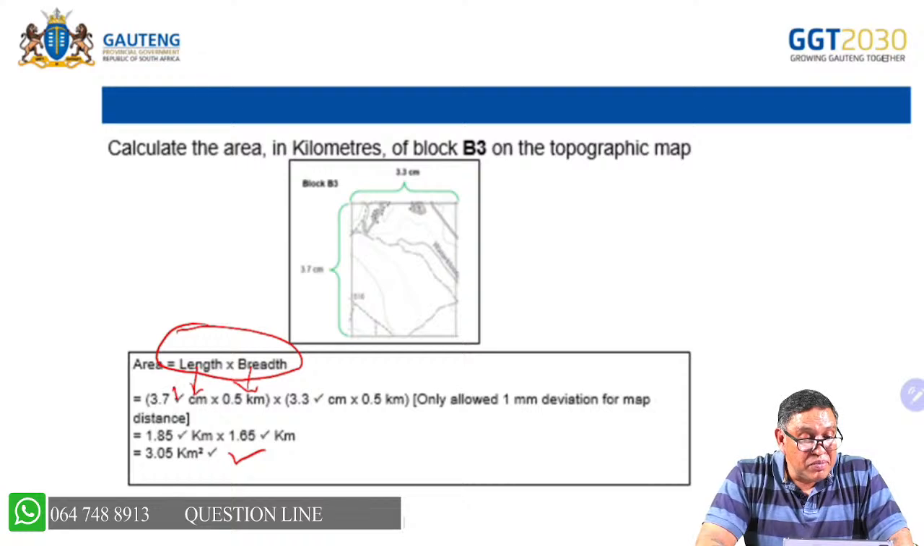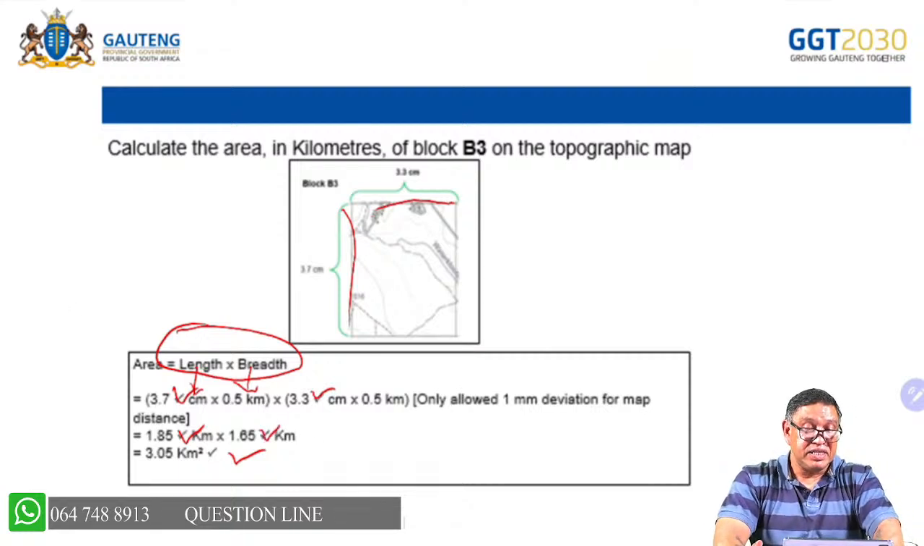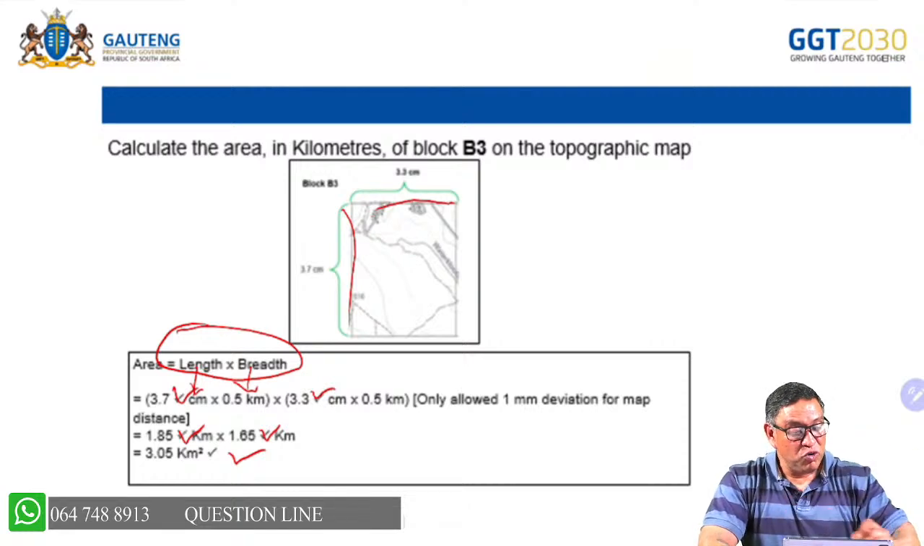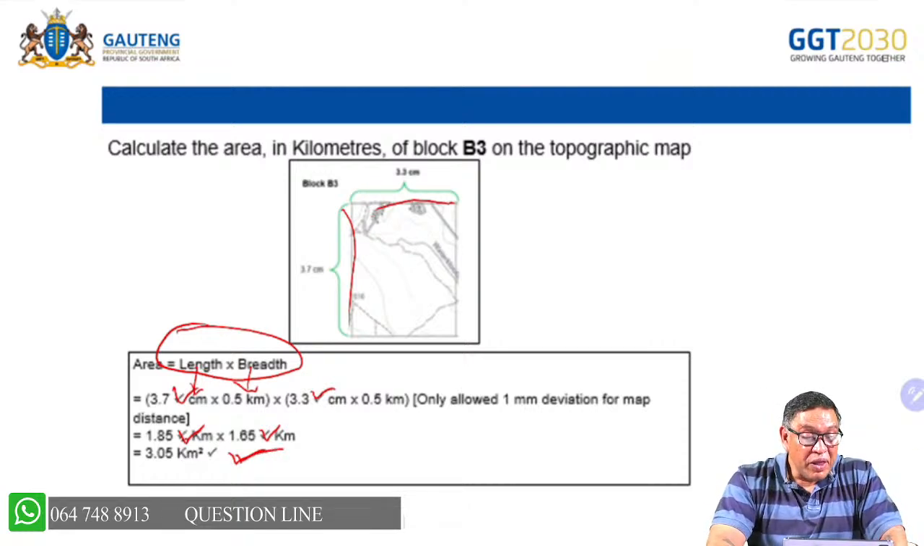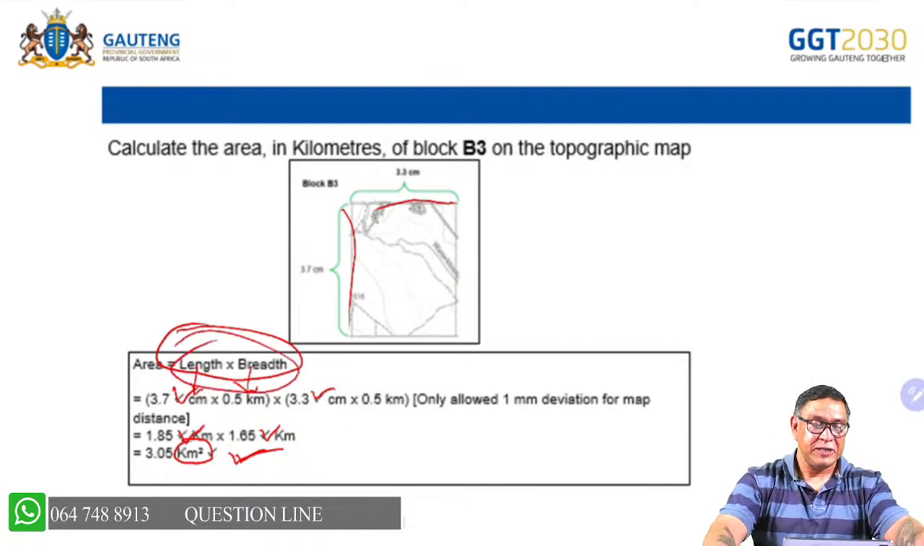Then you get 1 mark for the distances on the map. Can you see it? 1 mark for changing it into kilometers, multiplying by the scale. If it's a topographic map, 0.5. If it's the orthophoto map, 0.1. And then giving the answer with the unit. But important, learners, to get that correct.